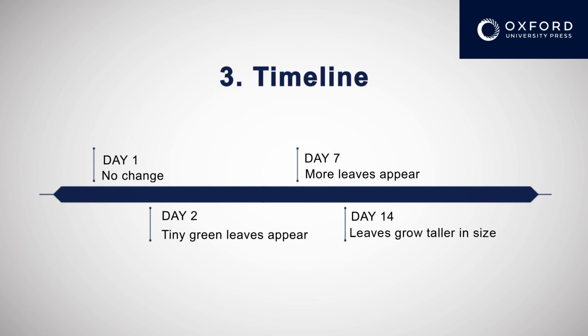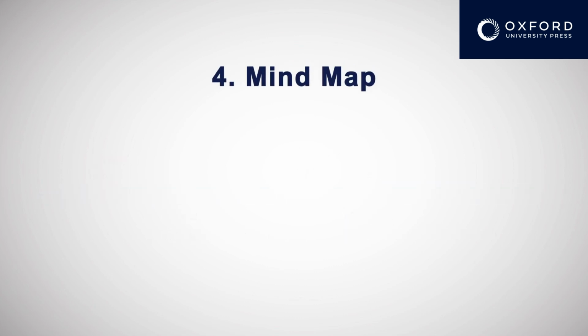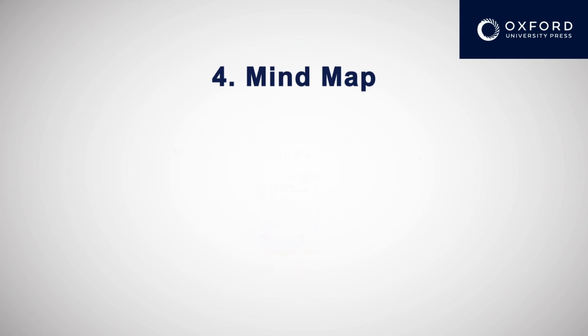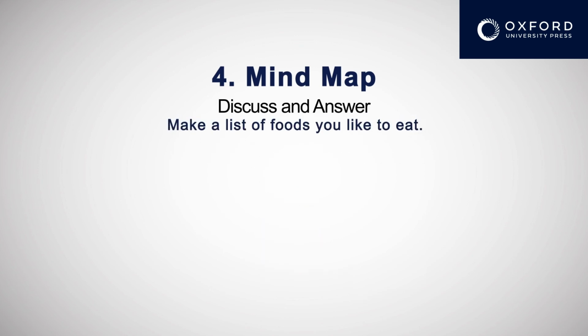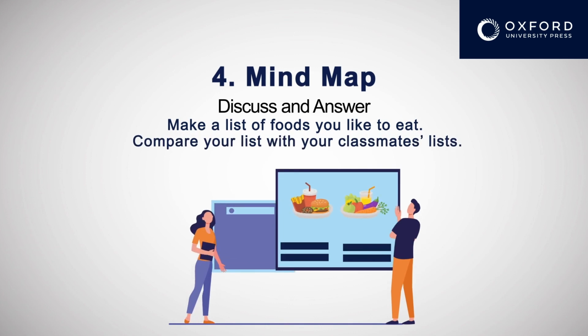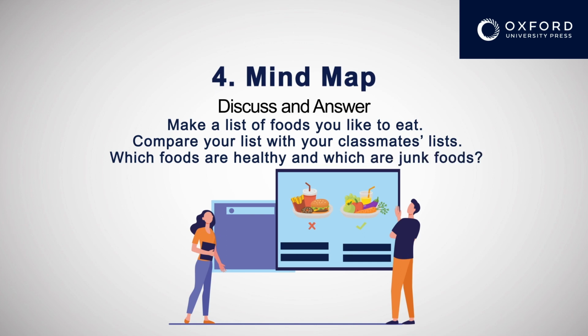The fourth graphic organizer is a mind map. And this is a question from Unit 2, Health and Safety, from New Oxford Primary Science Book 2. Discuss and answer. Make a list of foods you like to eat. Compare your list with your classmates' lists. Which foods are healthy and which are junk foods? Let's see how a mind map can be constructed to answer this question.